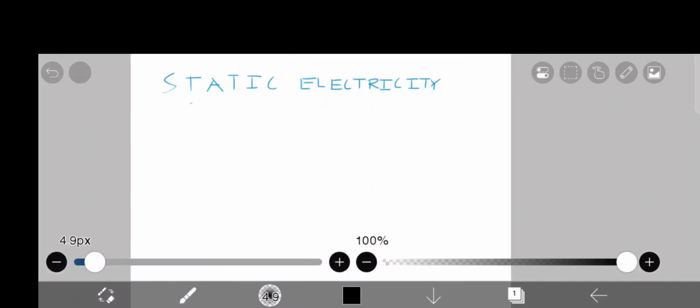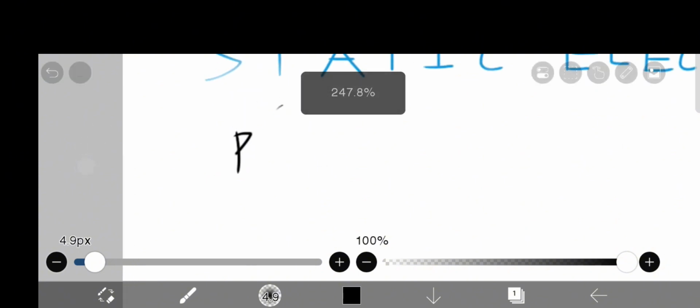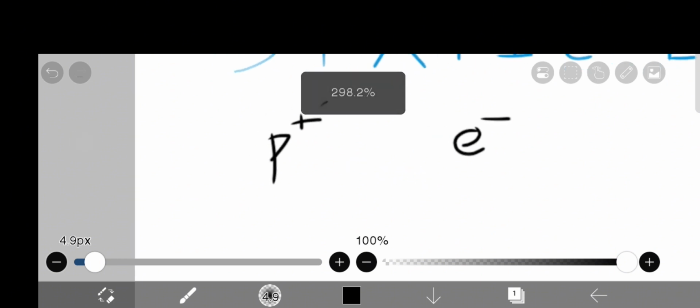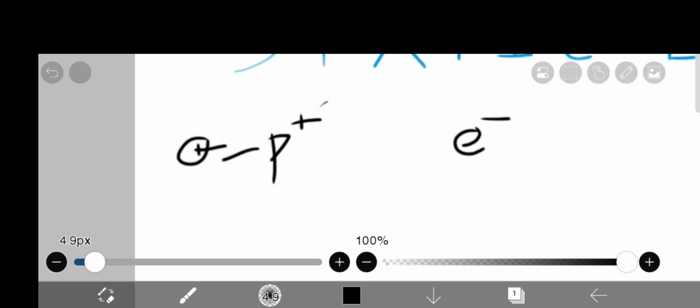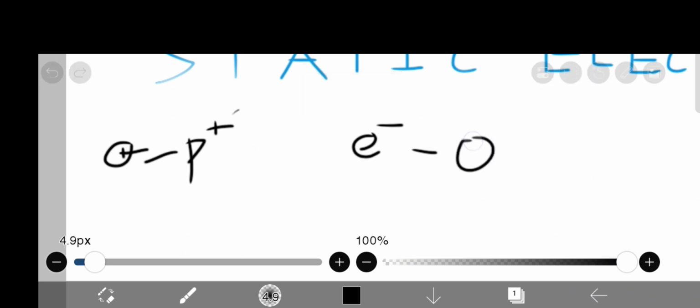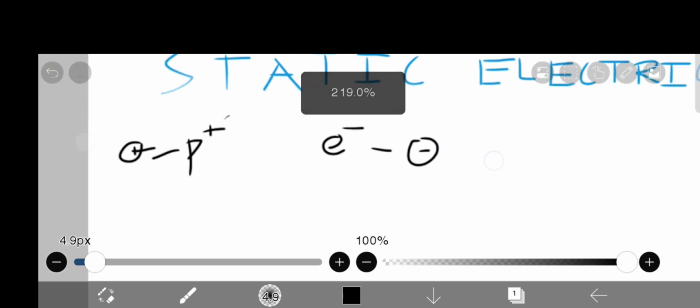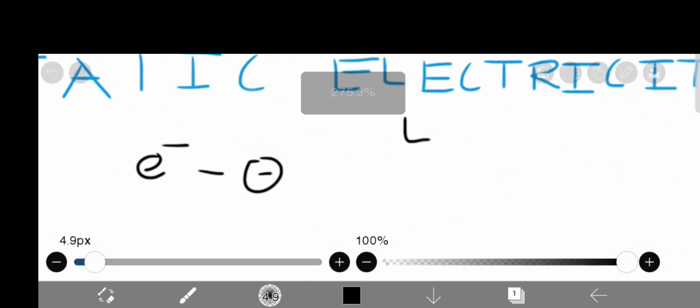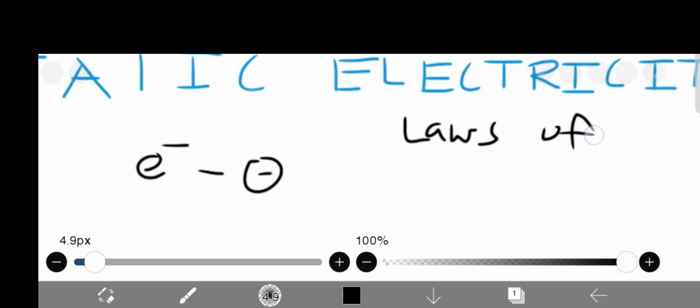Okay, so for our topic, we will be talking about static electricity. In static electricity, we will be dealing with the force between subatomic particles such as the protons and the electrons. So we know that protons are positively charged subatomic particles, while electrons are negatively charged subatomic particles. So in static electricity, we have the law of charges.